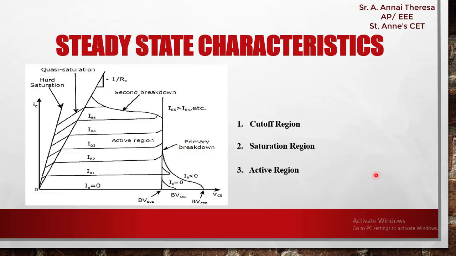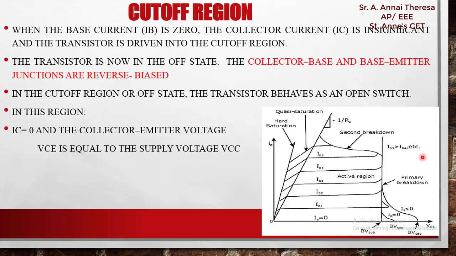Now we can see the characteristics, that is steady state characteristics. It has three regions. First one is cutoff region. Then saturation region, which has again two types: hard saturation and quasi saturation. Then the active region. So these regions we can see one by one. First one is cutoff region.